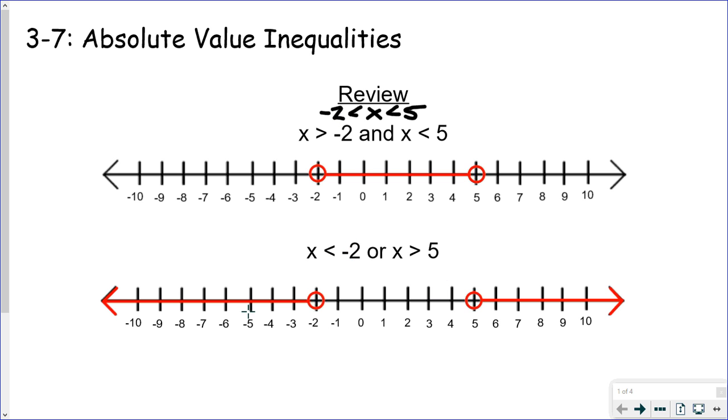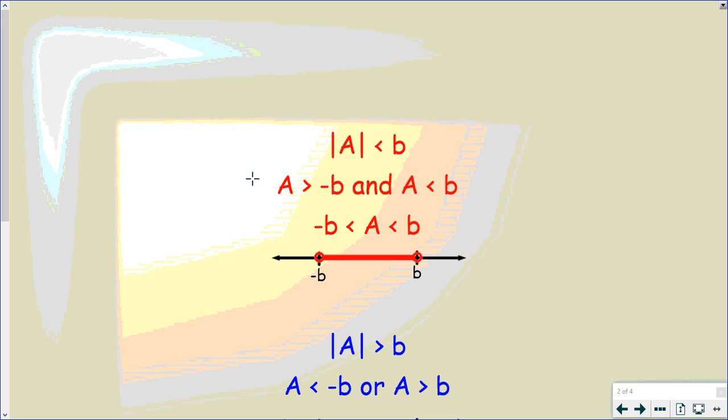Now the other example is an or inequality. Or inequalities always graph like this. x is less than this number or greater than this number. So basically it's saying x can't be anything in between here. So it's the opposite of an and. Again, I'm showing you this because absolute value inequalities are going to come out as either an and or an or.